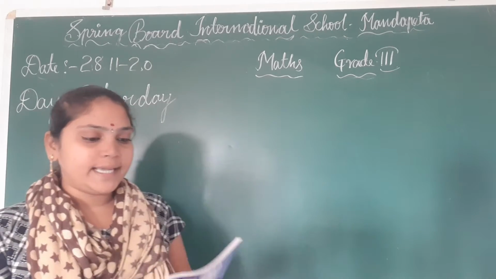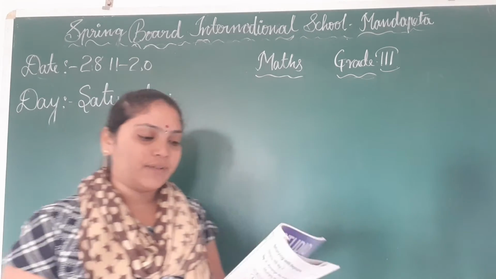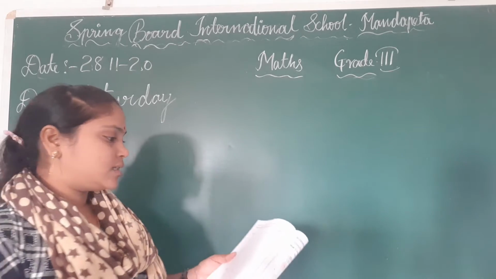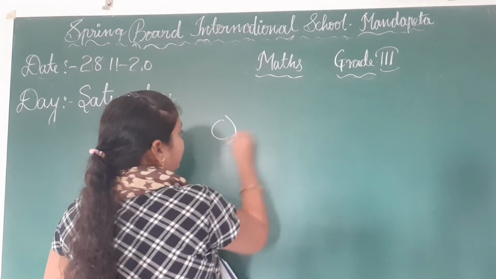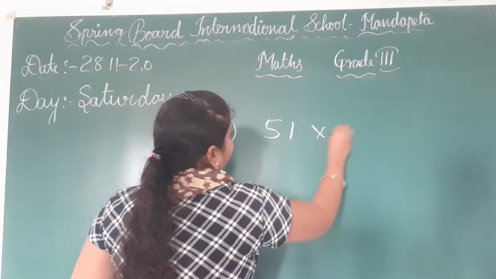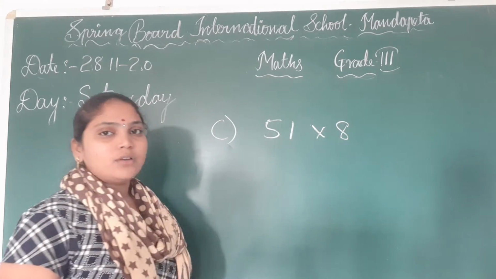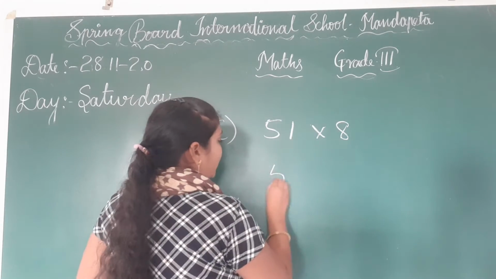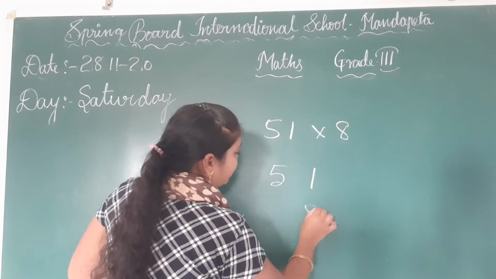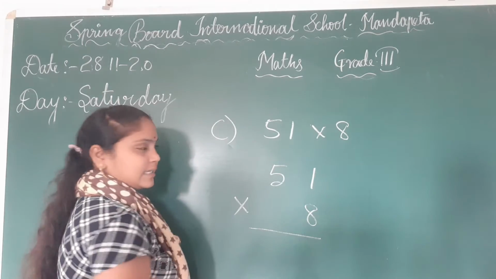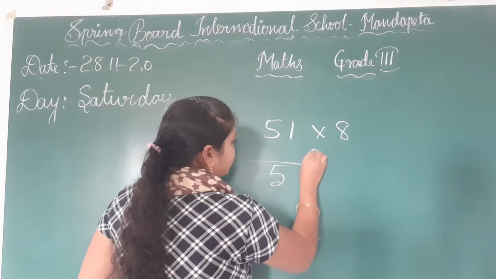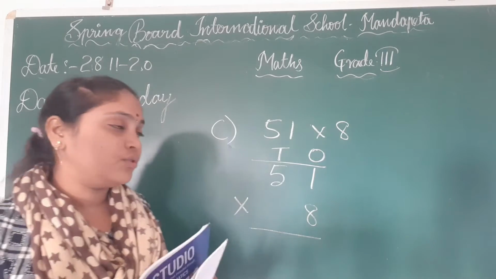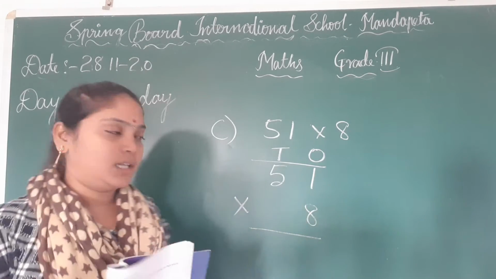Observe 4.7. Here given totally 6 problems. In this, now I will explain C1. 51 into 8. How to do multiplication, children? Write the numbers one below the other. 51 into 8. Write like this. You have to write the places also to do the problems very easily.